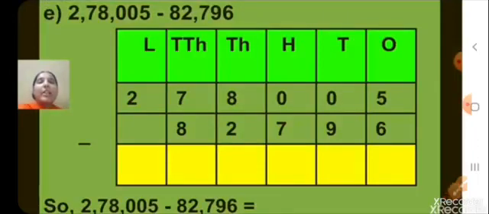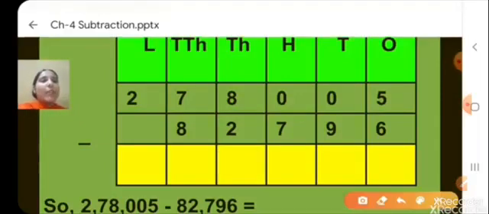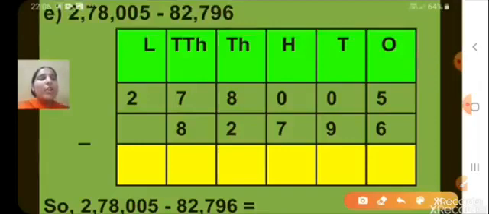Now let's move to the next question where the minuend is 2,78,005 whereas the subtrahend is 82,796. So let's subtract. Let's start from ones place. We always start from ones column. So 5 minus 6 is not possible. So we have to borrow, but there also you can see the digit 0 is there. It means now we have to move to hundreds place to borrow, but there also you can see the digit 0. Now it means that we have to move to thousands place to borrow.